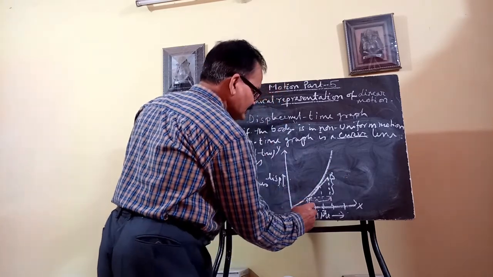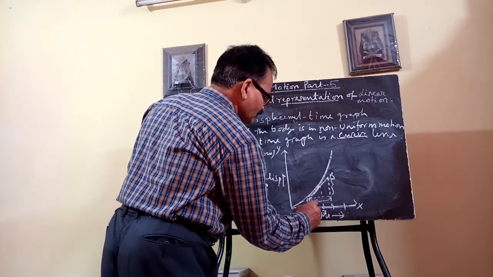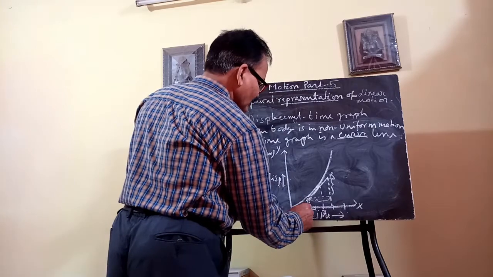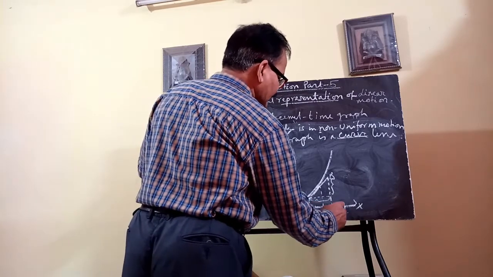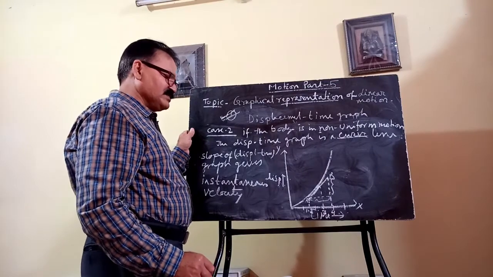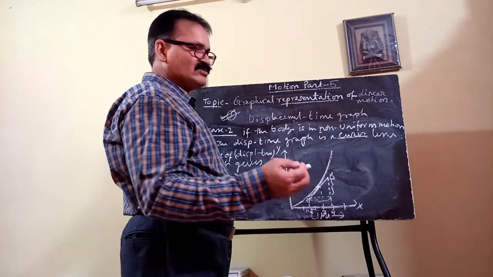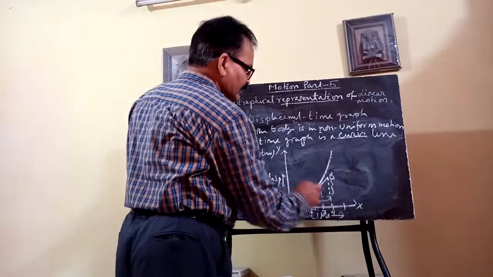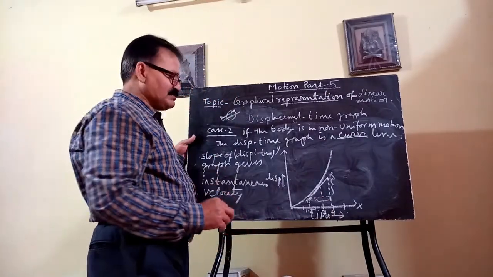You see, this is your 1.5 second and this is your 1 second, 2 second, 3 second, and this is your 4 second. So 4 minus 1.5 means 2.5. Here the time is your 2.5 second.